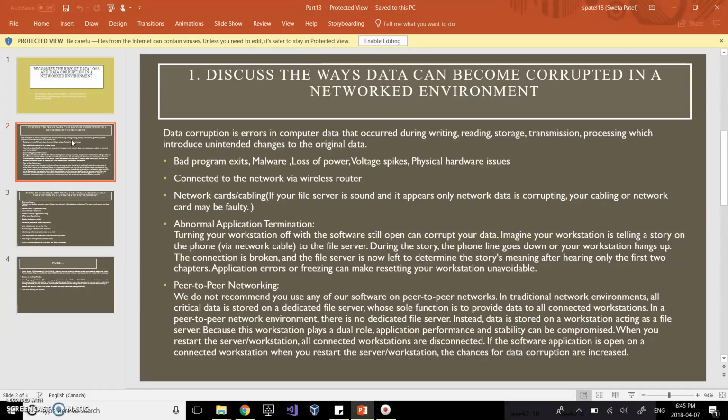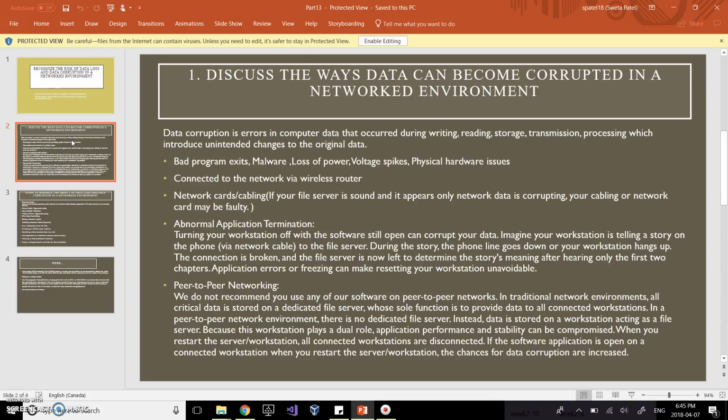Peer-to-peer networking. It is not recommended that we use any of our software on peer-to-peer networks. In traditional network environments, all the critical data is stored on a dedicated file server whose sole function is to provide data to all connected workstations. In a peer-to-peer network, there is no dedicated file server. Instead, data is stored on a workstation acting as a file server. Because this workstation plays a dual role, application performance and stability can be compromised.